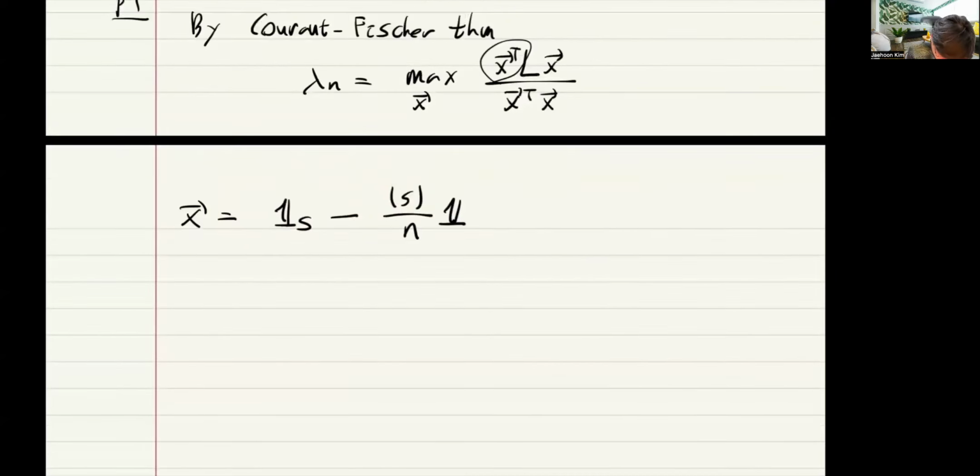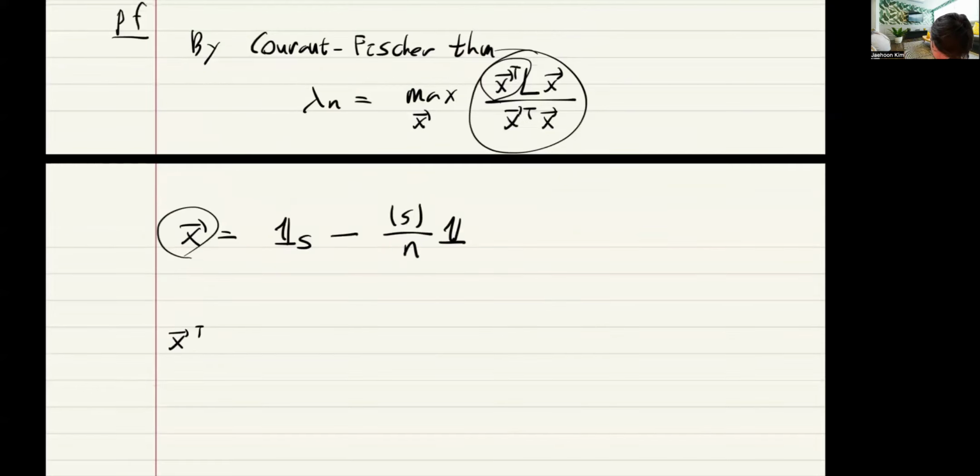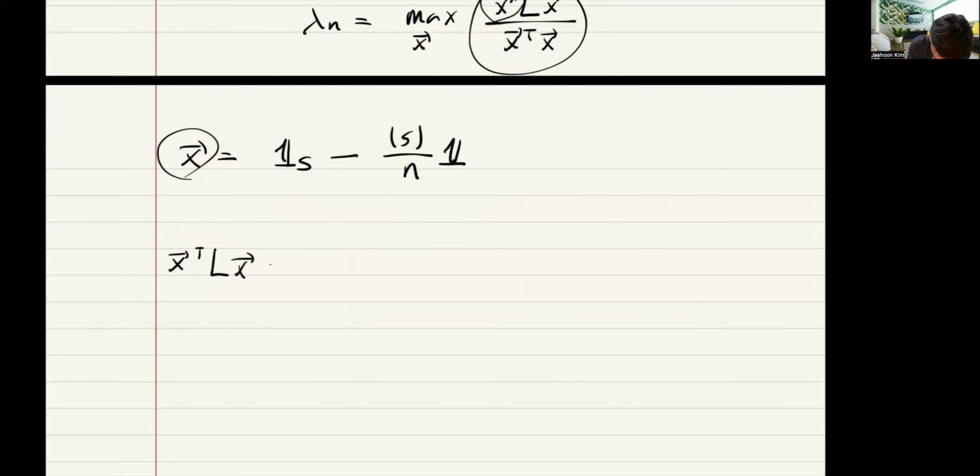So then what do we have? We can now try to compute the Rayleigh quotient of this vector. If we take the numerator first, what does this become? We know that this Laplacian satisfies that L times the all-ones constant vector is 0. So here, you might as well just evaluate with this.